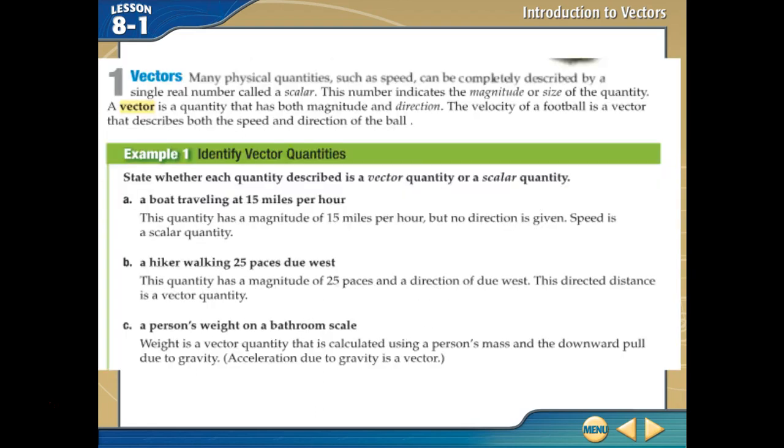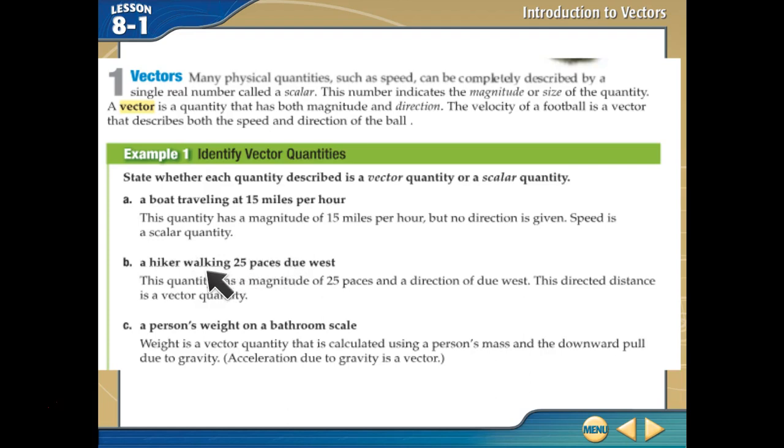All right, so what we want to do is talk about vectors versus scalar quantities. A vector, again, has magnitude and direction, whereas a scalar is just a number. So you can scale something up or down. If I just say 20 miles per hour, that is a scalar value. I don't know which direction I'm going. If I say 20 miles per hour west, that directional piece makes it a vector. So if we look at the examples down here, if I just have a boat traveling 15 miles per hour, I have no idea where it's going. That is going to be a scalar quantity.